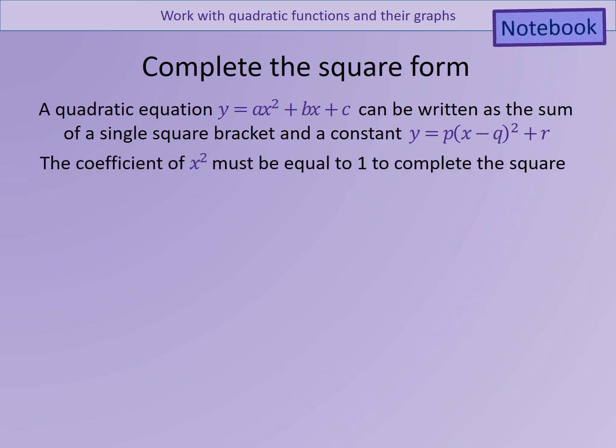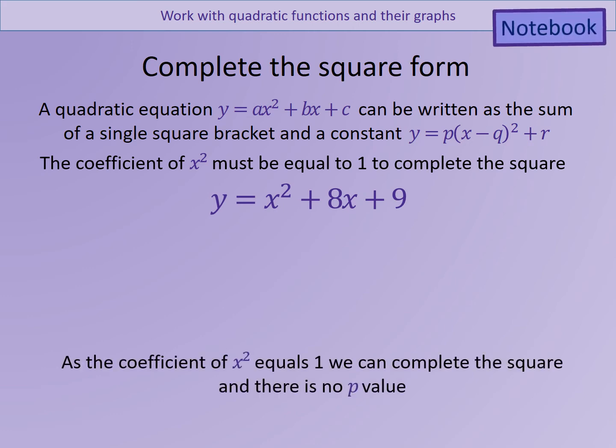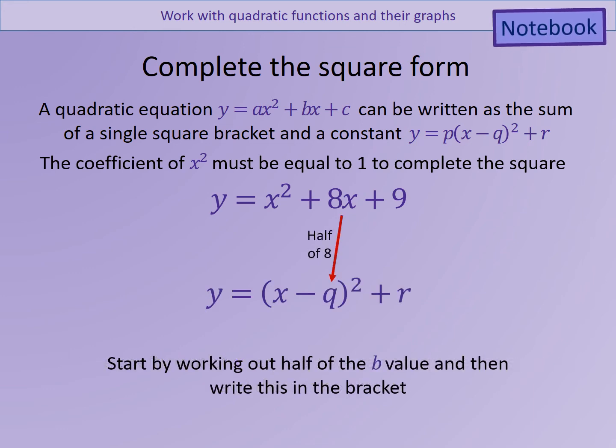So the example that we're going to use is y equals x squared plus 8x plus 9. And this is a relatively straightforward one because we have a single x squared at the beginning of the quadratic. So all of these notes here can be written down in your notebook. So the first thing we do in order to complete the square is we would halve the number of x's in the middle of our quadratic. And if we halve those, we will of course get 4.